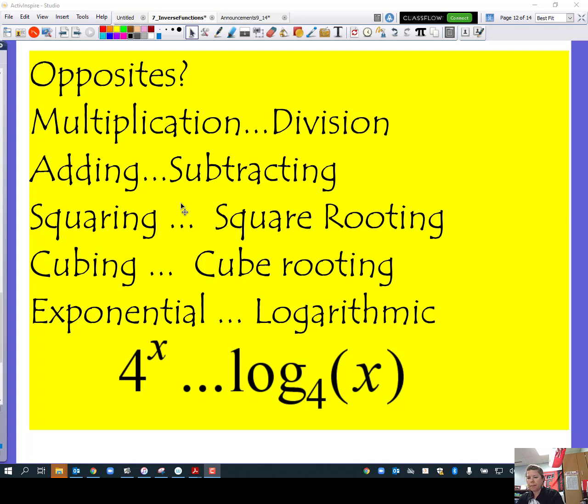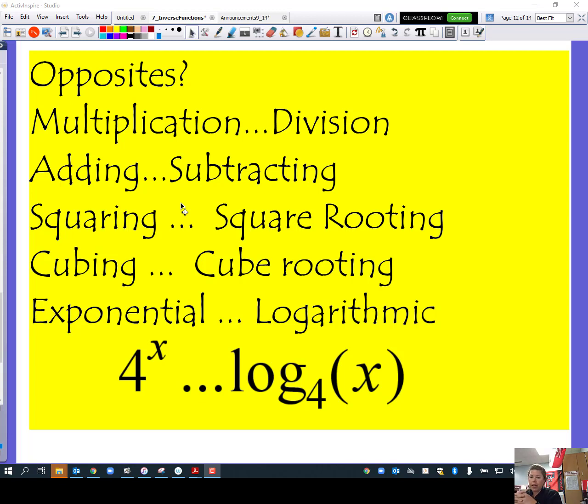So adding, subtracting. If you have something squared, you are square rooting it. If you have something that is square rooted, you will square it to undo them. Those are opposites. Cubing and cube rooting works the same way. And then the one that I'm going to talk about and focus on in this video is exponential versus logarithmic.